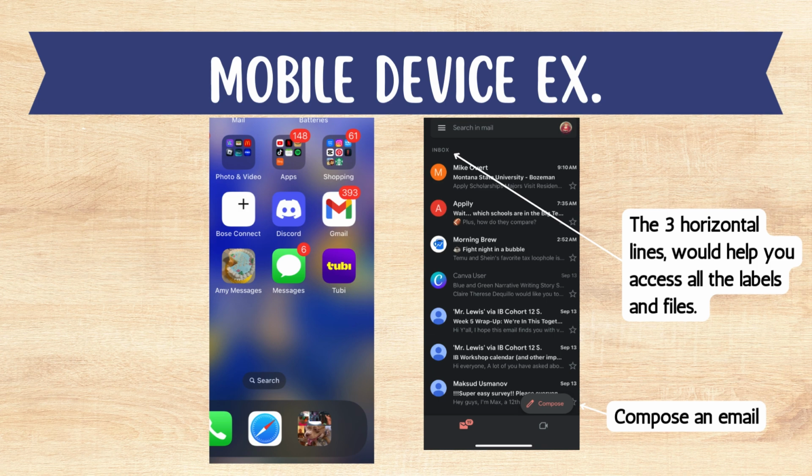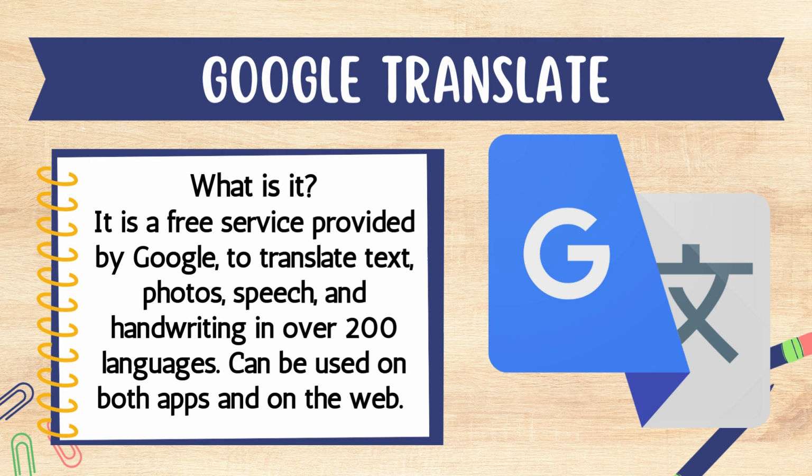So just to give you a clear example of how Gmail would look on your phone, here the app looks like this. You press on it and it has the same format, except you won't be able to see the search bar. You're going to press on the little three horizontal lines at the very top left corner, and this will show you all the labels, the files, and everything you can access as you would on a web browser.